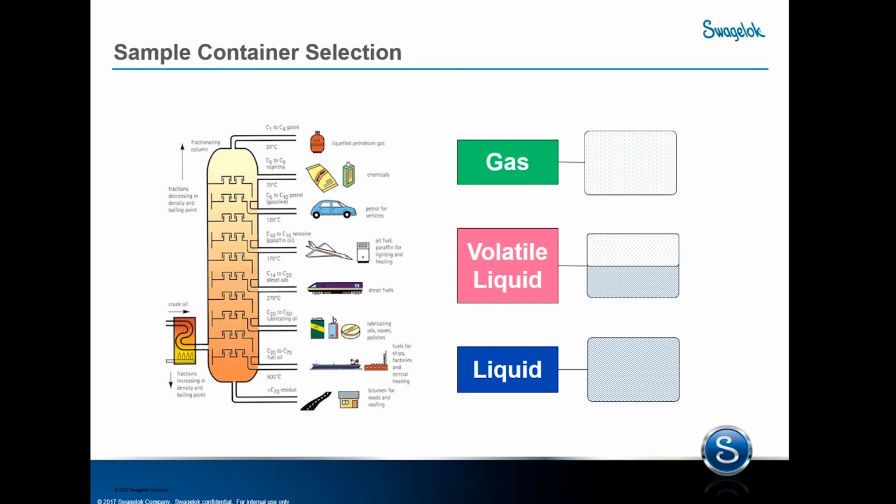At the bottom, you have heavier liquids like fuel oil and other components that never even boiled off in the first place. And because these are non-volatile liquids, they're likely to be sampled in bottles or even metal cans. At the top of the column, you have the gases, like methane, that never condense. Because those are gases, they would be sampled using a sample cylinder. But in the middle of the tower, you have some volatile liquids. And because they're volatile, we have to keep them under pressure to keep them from vaporizing. Since bottles are not pressure containing, we have to use sample cylinders for these volatile liquids.